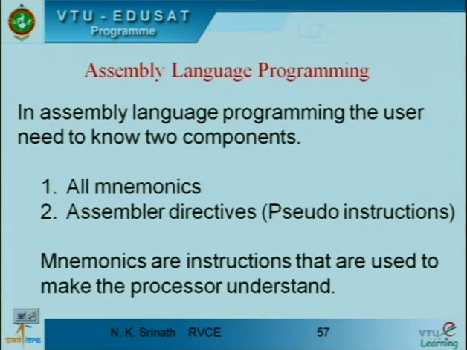So, in case of assembly level programming, what you need to know is basically all the instructions, that is the mnemonics that are used for the program, along with the directives. As we have already seen, assembly directives are instructions for the assembler to do certain operations, and it is not going to convert these assembler directives to any opcode, whereas all mnemonics will be converted to machine code. So, mnemonics are instructions that are used to make the processor understand.